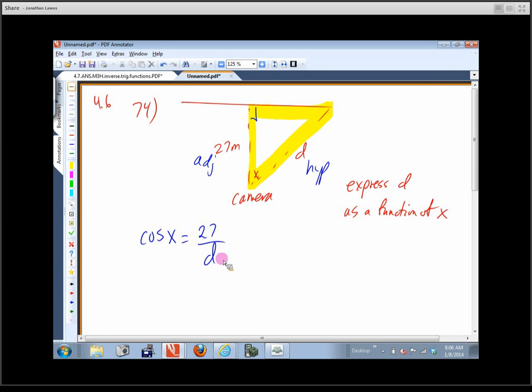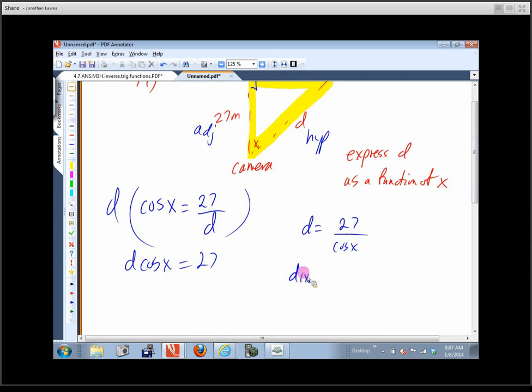Good there? Okay. So that relates the variables in the problem, but is this d as a function of x? Nope, we want to have d equals, right? Right now, I don't even have the x by itself, and I've got the d in the denominator. So what we'd probably do is multiply both sides by d, and then get rid of the cosine of x. So we're going to divide by the cosine. So we could write d equals 27 over the cosine of x. And just to emphasize, we could write d of x equals 27 over the cosine of x. That would work just fine.